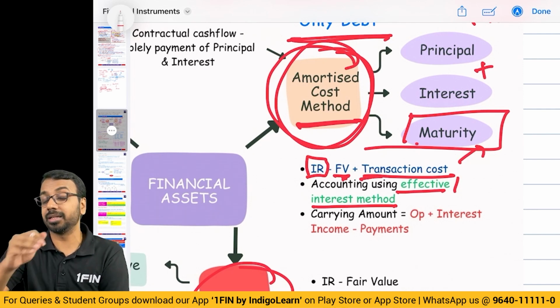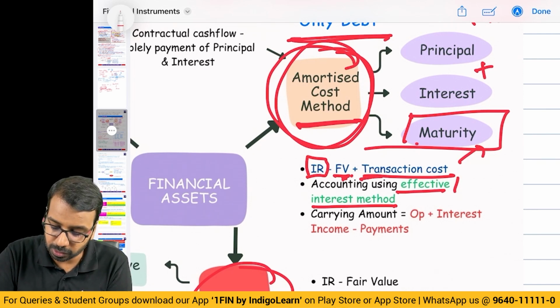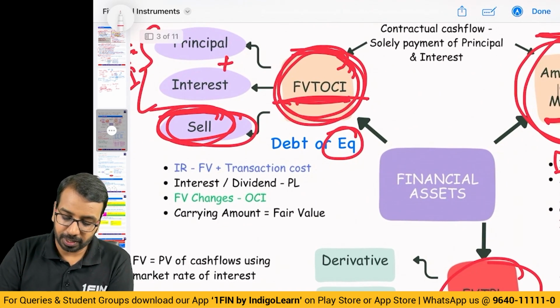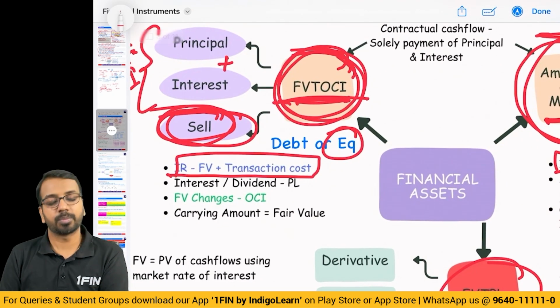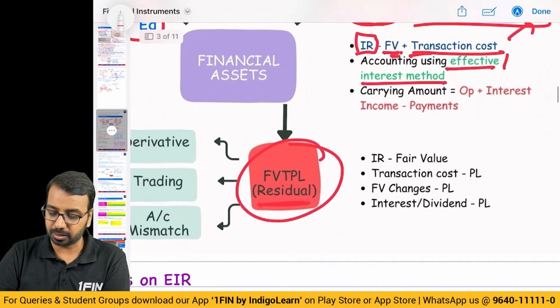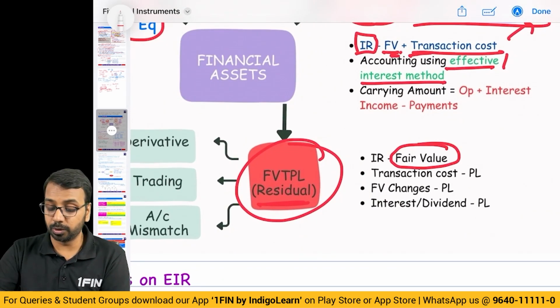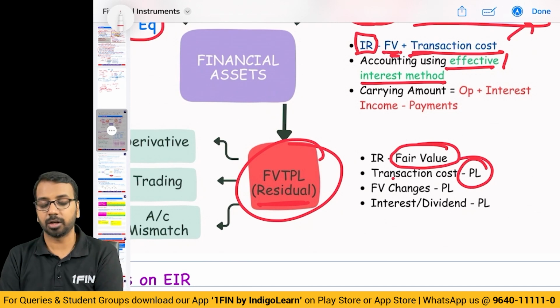If you are receiving, then you will reduce. Okay, so it may be plus or minus. Typically, it is plus transaction cost. For FVTOCI also, it is fair value plus transaction cost, or in some cases minus transaction cost. For FVTPL, it is only fair value. What do we do with the transaction cost? Transaction cost is taken to.